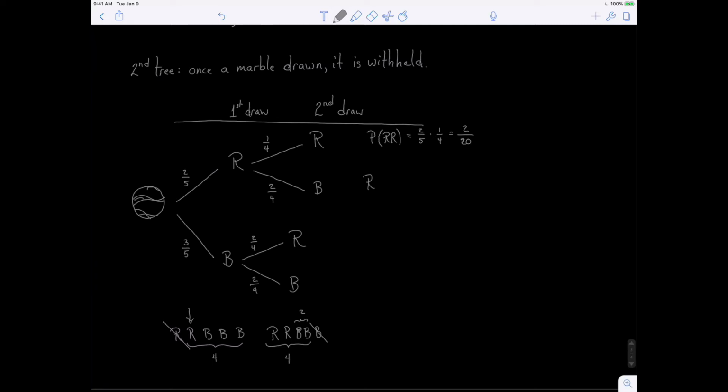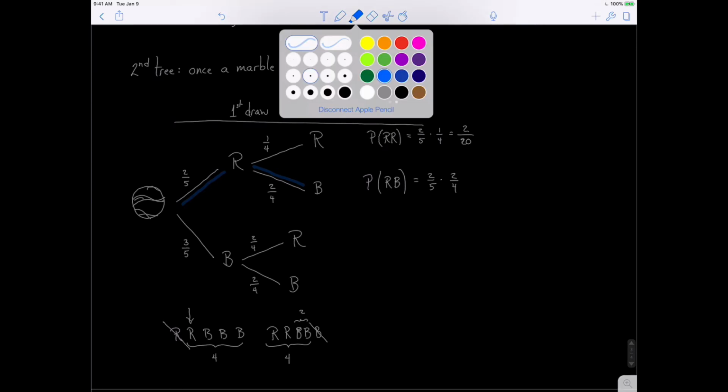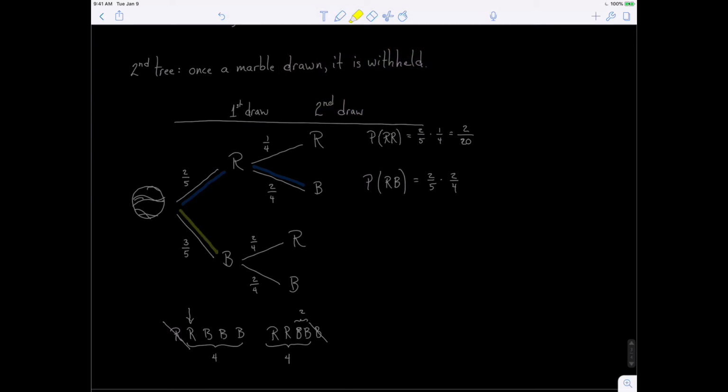The next one is the probability of red then a blue. Well, the probability of a red is 2/5. Notice I'm just taking the weights, and then the probability of the blue is 2/4. So just for clarity, I'm on the second branch here and then here. Let's go down to our third branch. That is first a blue and then a red. So that looks like a 3/5 and a 2/4. All right, so we'd say the probability of a blue and then a red, well, that's going to be a 3/5 times a 2/4.